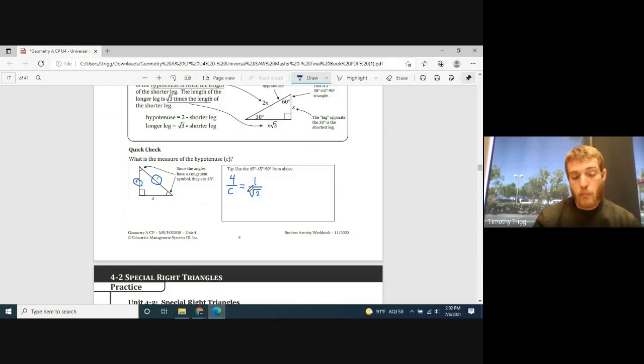So from here, with this proportion, what you would do is cross multiply. You want to multiply the square root of 2 times 4, and then multiply the c times the 1. So 4 times square root of 2, that's 4 square root of 2. And c times 1 is just c. So what is the length of c? Well, it's 4 times the square root of 2.